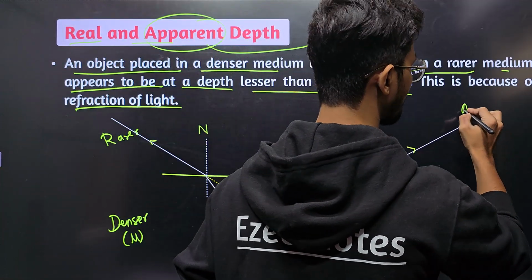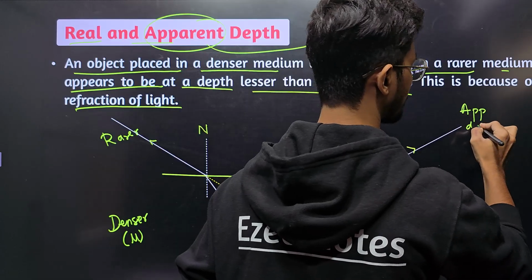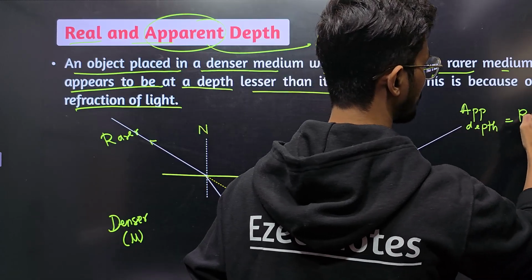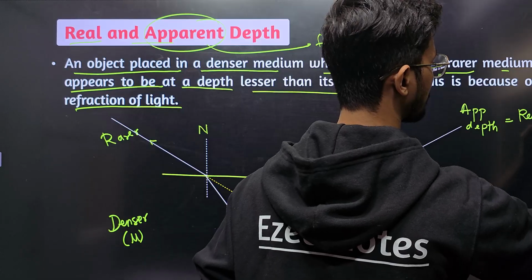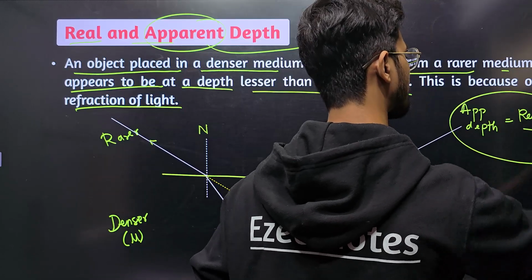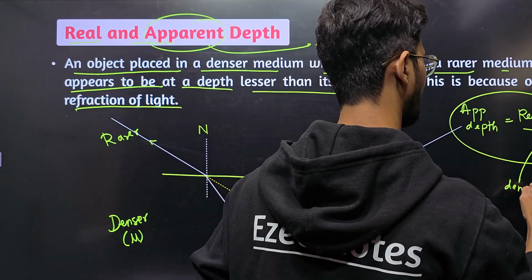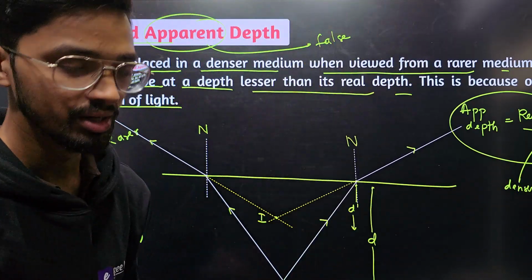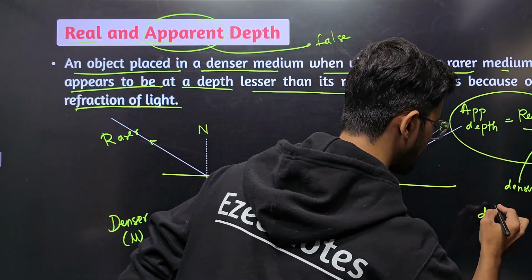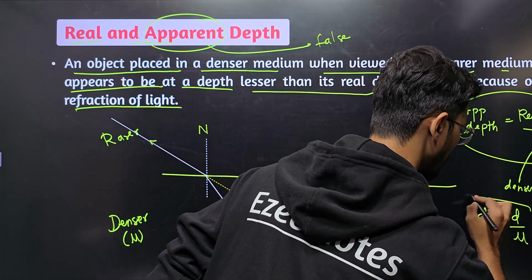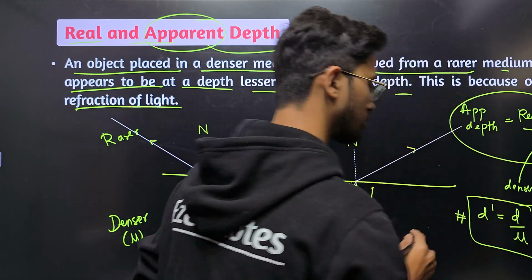So there is a relation between real and apparent depth. Apparent depth is equal to real depth upon mu. Mu is of the denser medium, not the rarer. Remember, mu will be of the denser medium. So we can write d dash is equal to d by mu. Remember this. This will be useful for solving numericals.